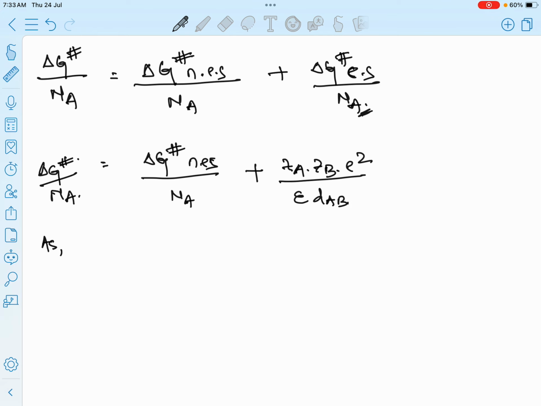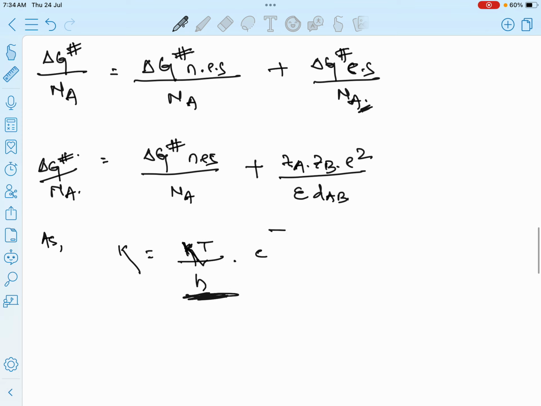And as we already know that the rate constant K is equal to Boltzmann constant into temperature divided by H. This is nothing but the decomposition frequency, which we have discussed in the activated complex theory, multiplied by the free energy of activation factor n into k. Instead of r, I have written n into k.